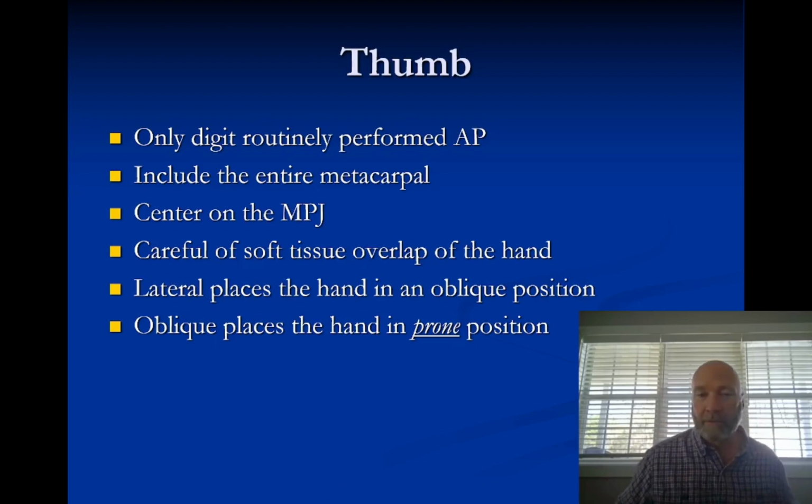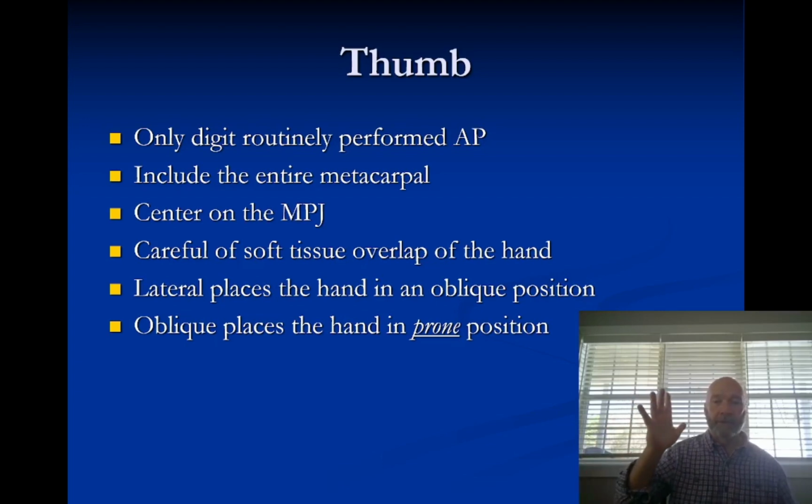So a number of things with the thumb. Number one is the only one that we do AP, and the reason we do AP is because we can put it directly on the image receptor. It's also the only one that we include the entire metacarpal. So in my experience, a significant, I won't say the majority, but a significant number of thumb injuries have been what we refer to as a Bennett fracture or ski pole injury, and that involves the proximal portion of the first metacarpal. So we want to include the entire metacarpal.